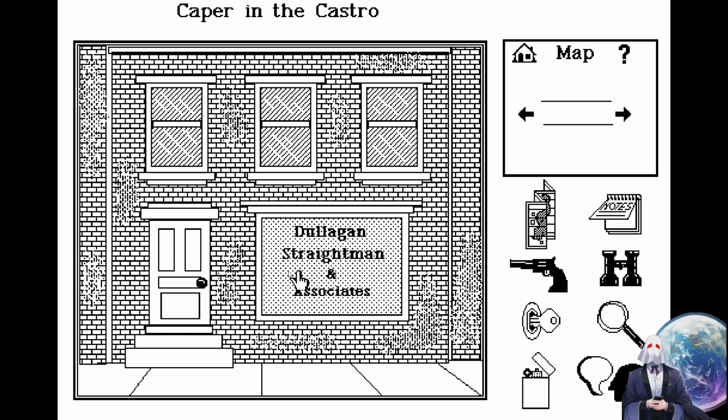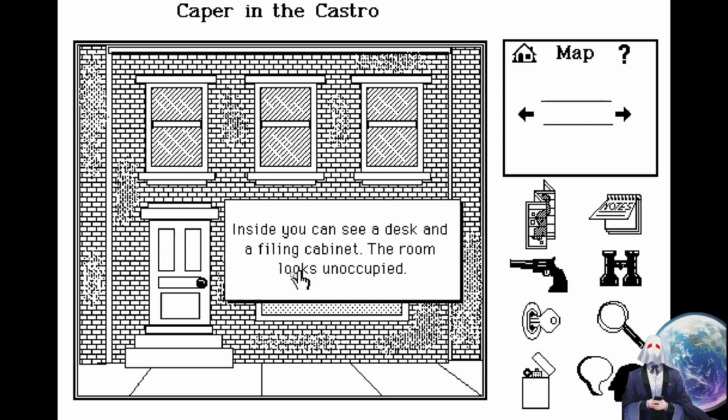Dulligan Straight Man and Associates. Inside you can see a desk and a filing cabinet. The room looks unoccupied.